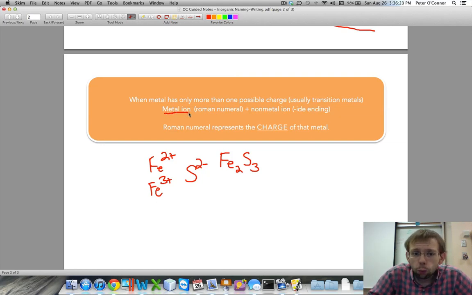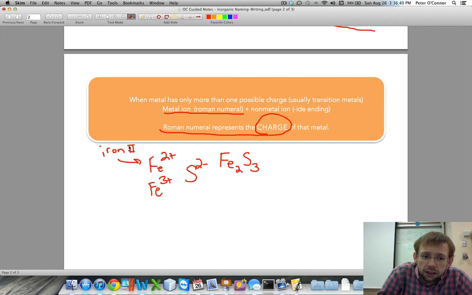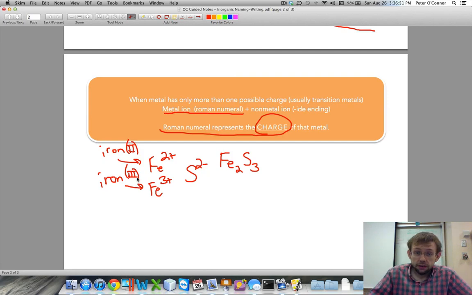All we want to do when there's more than 1 possible charge is use the Roman numeral. There's a Roman numeral after the metal ion, and it represents the charge of that metal. So this iron right here would be called iron 2 because it's 2 plus. This iron here is called iron 3 because it's 3 plus. It doesn't tell you how many there are, it just tells you the charge on it. That's it.